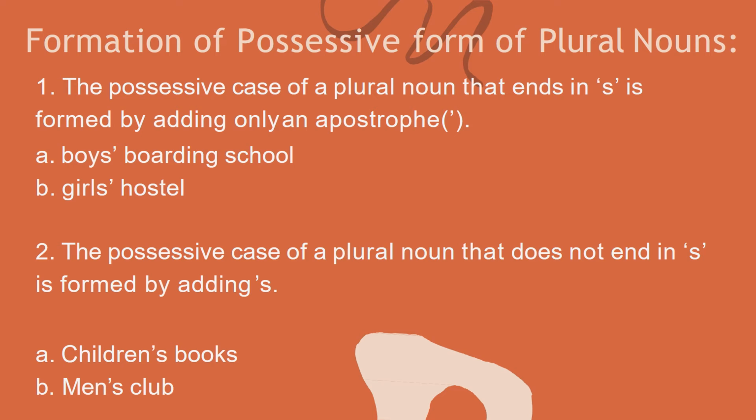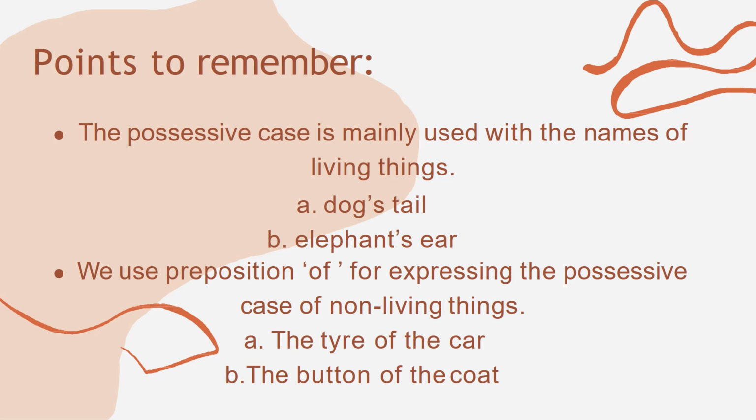So we'll say children's books. The next one is men's club. Although it is plural, since it is not ending with s, we will simply write apostrophe s with men. So it will become men's club. Let's see the next slide. Now these are some of the points which are needed to be remembered.